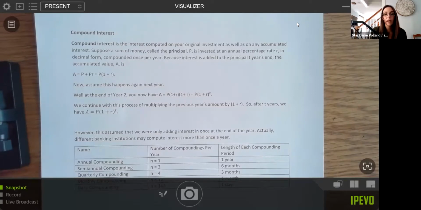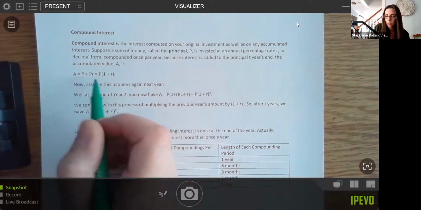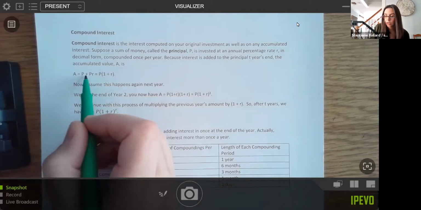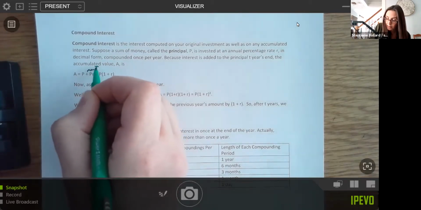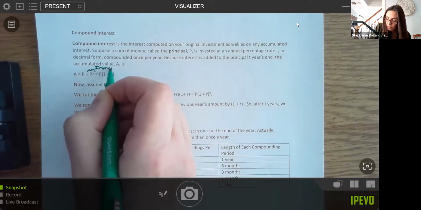Now in the formula, P is your principal. That is usually the sum of money that you have in the account. R is your annual percentage rate in decimal form. So how much interest rate that you're earning. And then here in our first example, we're just going to do the interest calculation once per year. So your base formula looks like this. You have your original principal, and then you add in your principal times your rate. And this right here gives you that interest, which we usually call I.